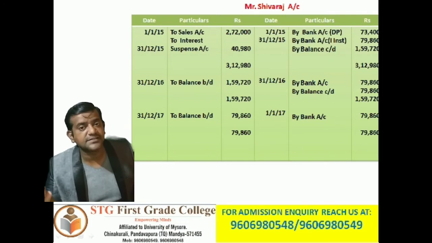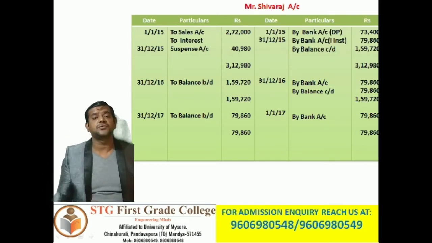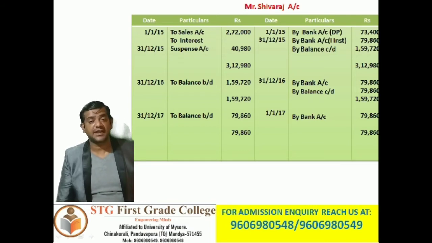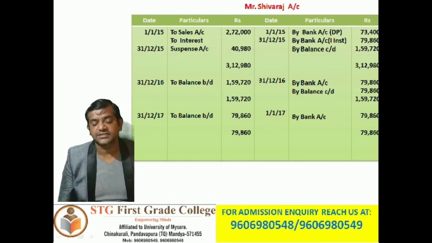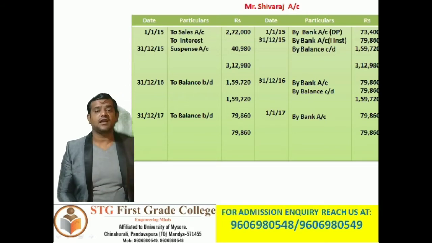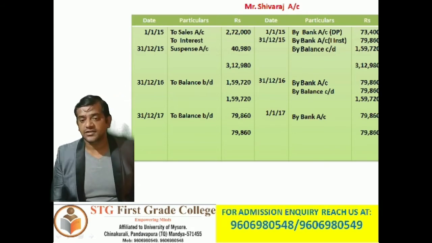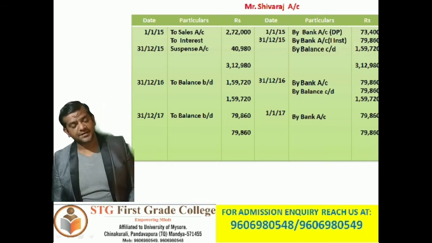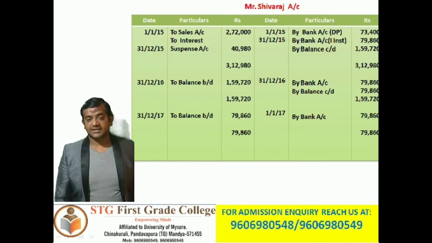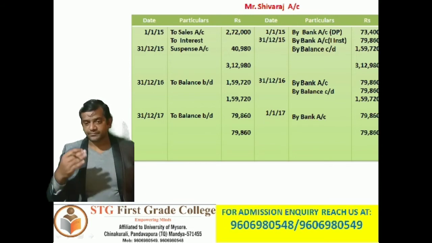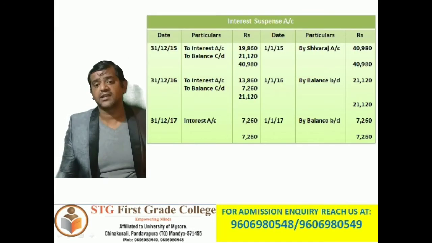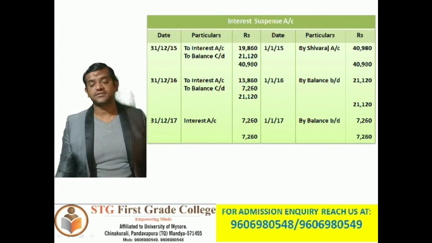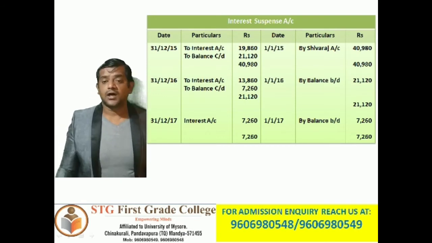So which is again easier. You are only supposed to be careful, or you will get confused while doing a table. So you must have clarity over it. So next is interest suspense account. We have calculated the interest already. This will also start from the credit side, because it is an interest suspense account. On 1/1/2015, by Shivraj account 40,980 rupees. That is the interest suspense account credit balance.